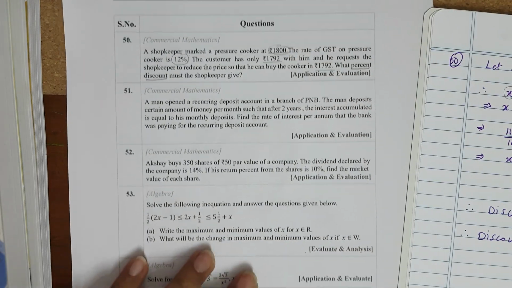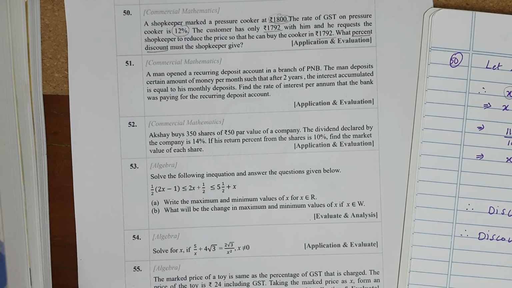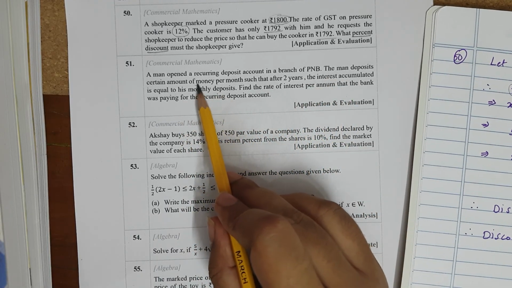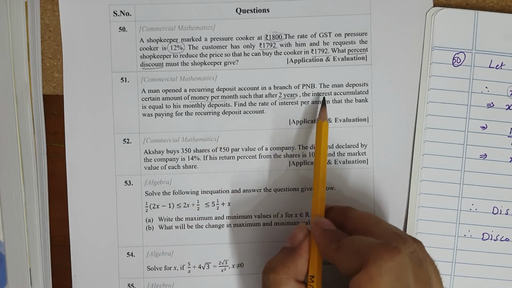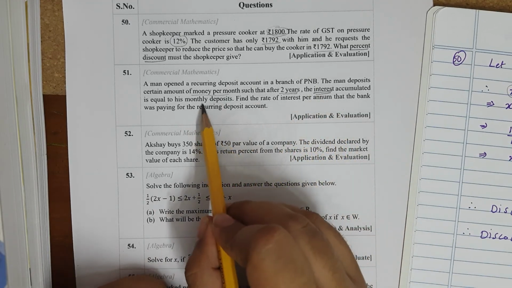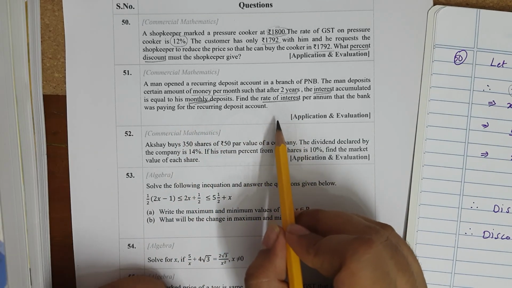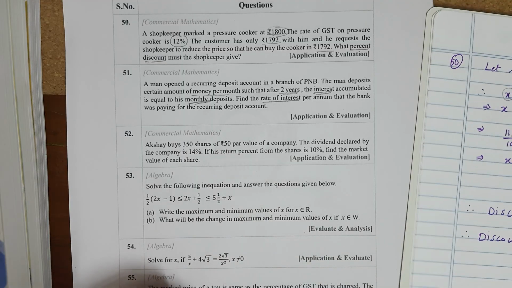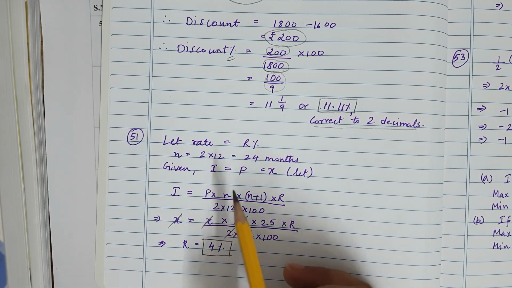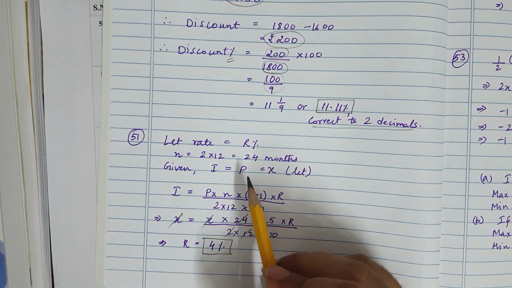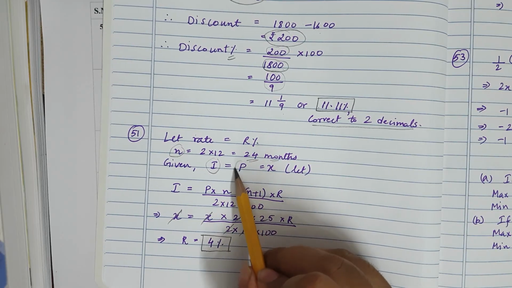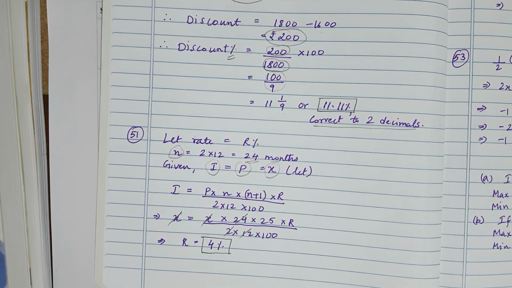Okay, let's look at the next question. Question 51. A man opened a recurring deposit account in a branch of PNB. Man deposits certain amount of money per month, such that after 2 years, the interest accumulated is equal to his monthly deposits. So this is the condition given: interest is equal to monthly deposit. Find the rate of interest per annum that the bank was paying for the RD account. So here I will use the interest formula. Let's say that the rate of interest was R%, and the time given is 2 years, which is 24 months, and the interest is same as monthly deposit, and we can assume some value, let's say X.